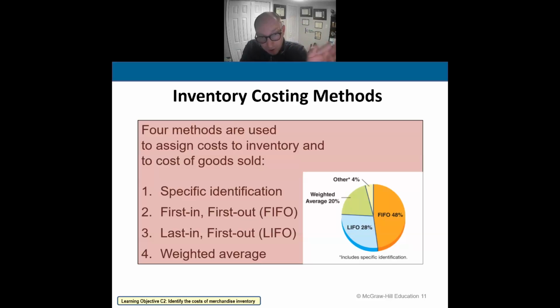So you select one of the 4 and you stick with it for the whole life of the company. Here's how those 4 work. The first one is called specific identification. This one's rare. Very rare. It's in that 4% category. Specific identification means it has a unique identifying number.